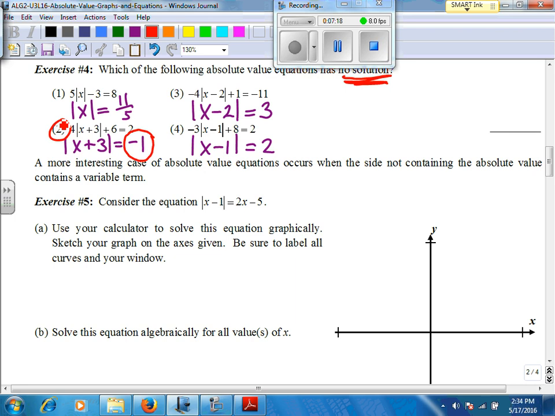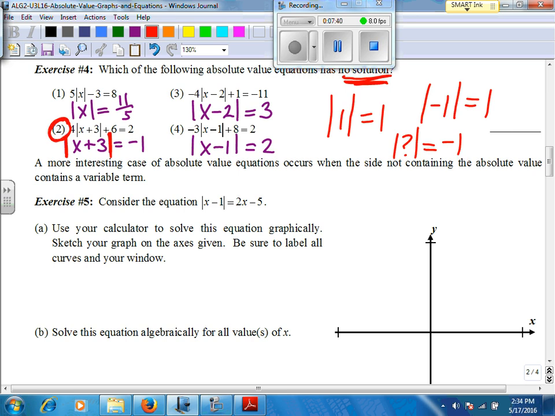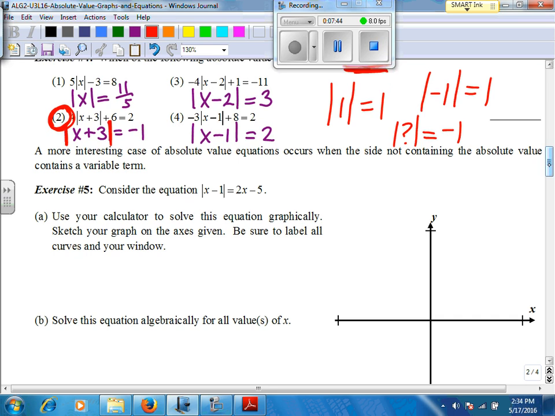So 2 is our answer, because can we ever take the absolute value of something and get negative 1? It's really impossible. If we take the absolute value of 1, we get 1. If we take the absolute value of negative 1, we get 1. We can never take the absolute value of something and get a negative answer. It's not going to be possible. We don't have to actually solve all these problems. We know that this one is not going to work because it's equal to something negative.